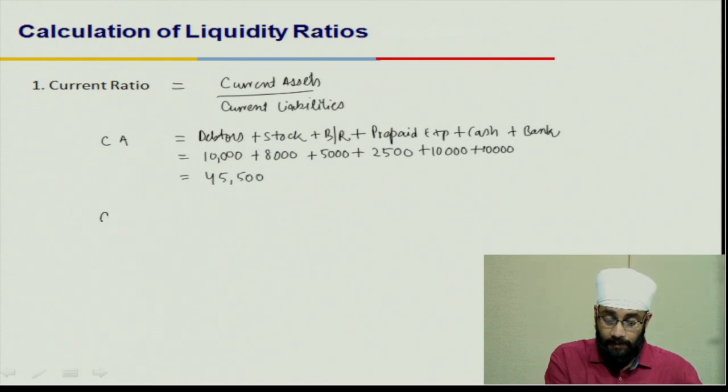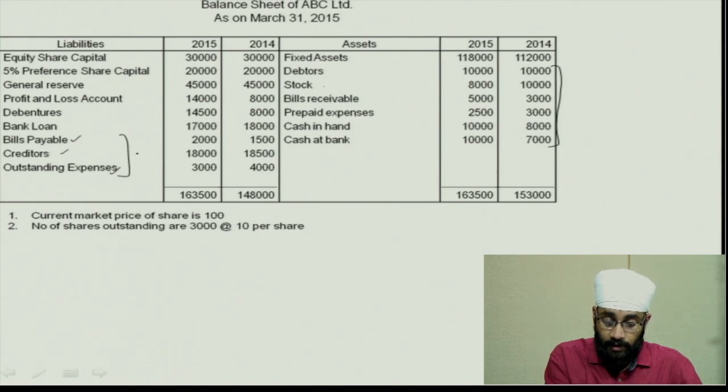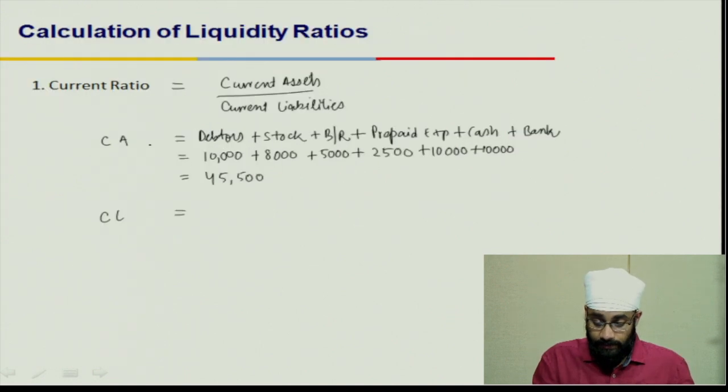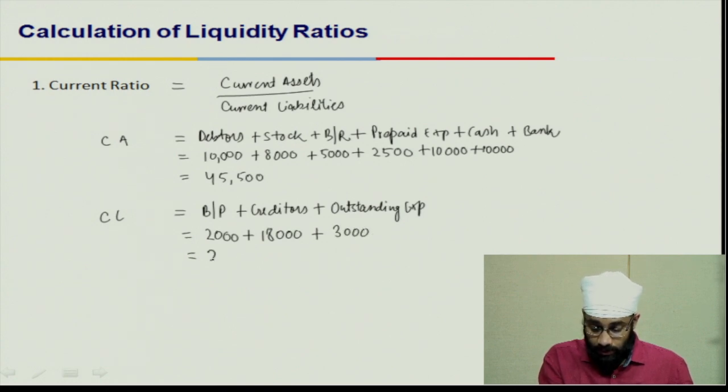Similarly, we will calculate the amount for current liabilities. In the balance sheet, you will notice bills payable, creditors, and outstanding expenses, three items falling under the head of current liabilities. Bills payable is 2,000, creditors equal to 18,000, and outstanding expenses are 3,000. Total current liabilities that you have is equal to 23,000.